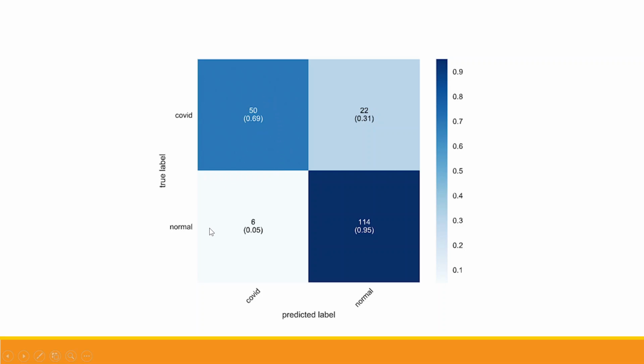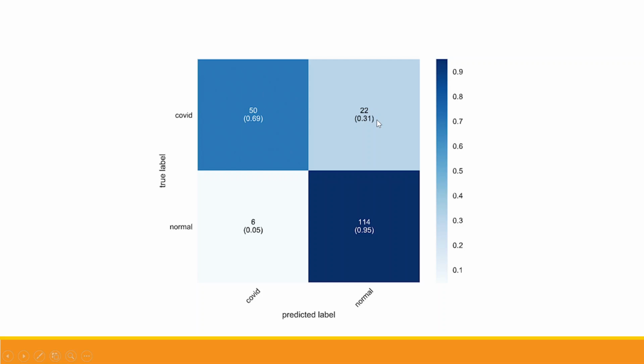The second scenario: the person is normal and the model predicts that the person is normal. 114 such cases are there. So 114 plus 50, 164 cases are correctly classified. Now let's talk about this part. The person is normal, but according to the model, the person is suffering from COVID. Six such cases are there.